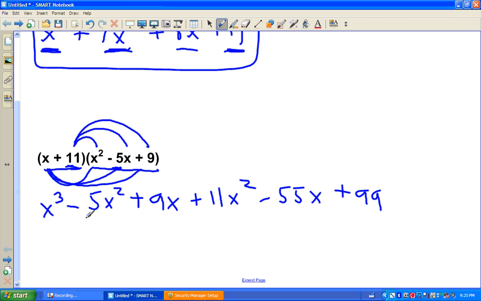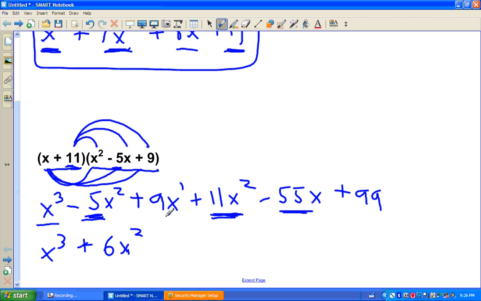Now I do what I did up here. I just simplify. Let's start with my biggest term here, x cubed. Nothing to add to that, so it stays the same. Minus 5x squared. Don't touch this one. It's x to the first. Can't add it to the squared. Plus 11x squared. Okay, minus 5x squared plus 11x squared. That's really 11 minus 5, which is plus 6 times x squared. Okay, done with the x squared terms.